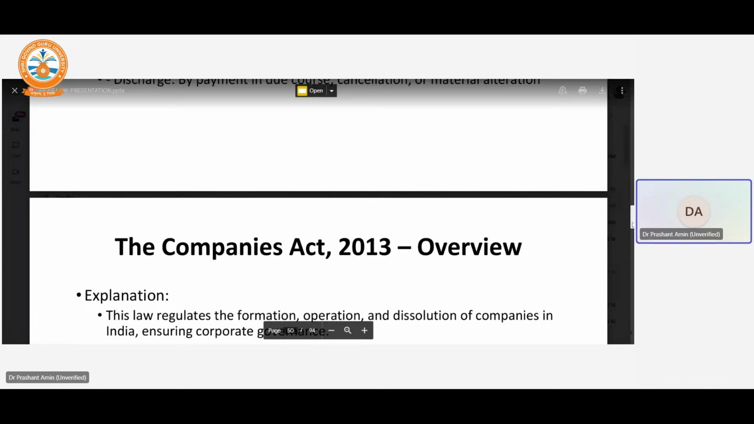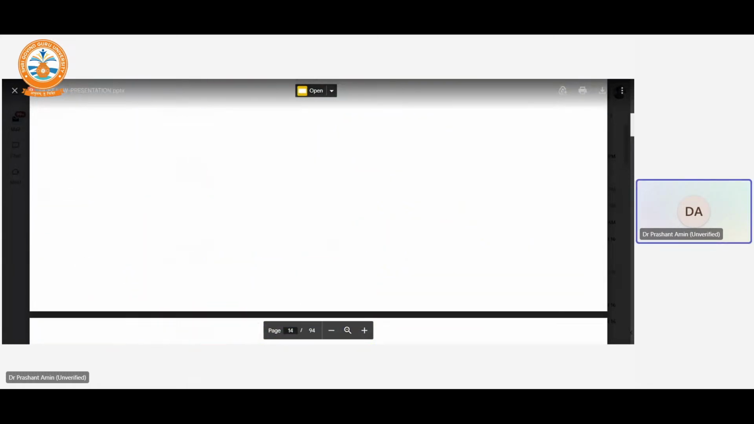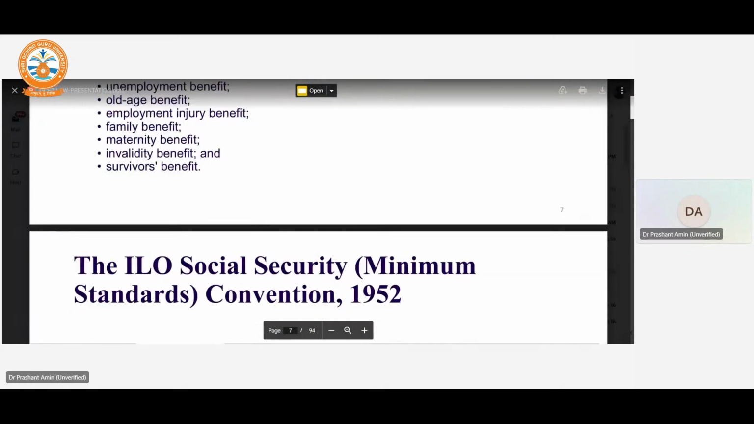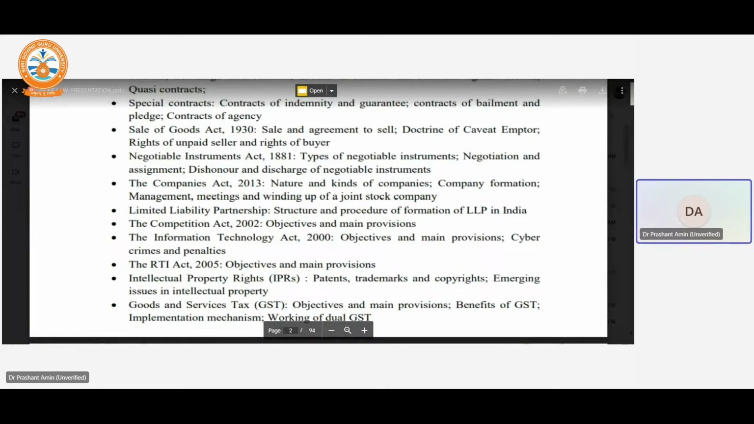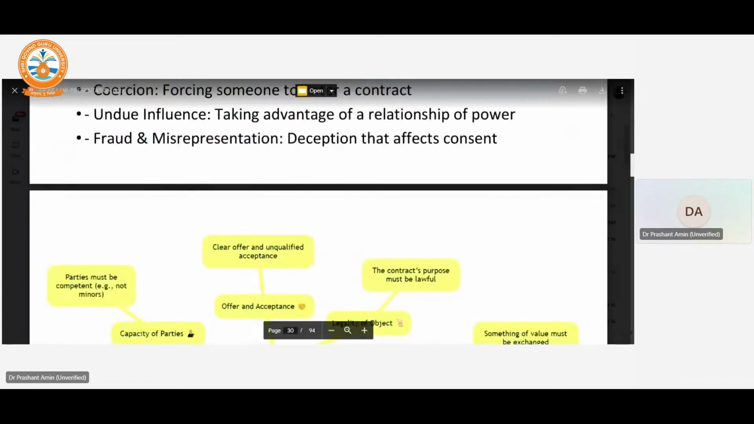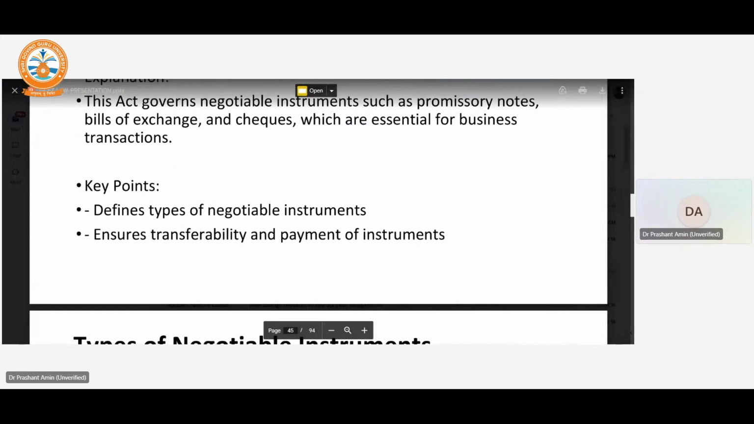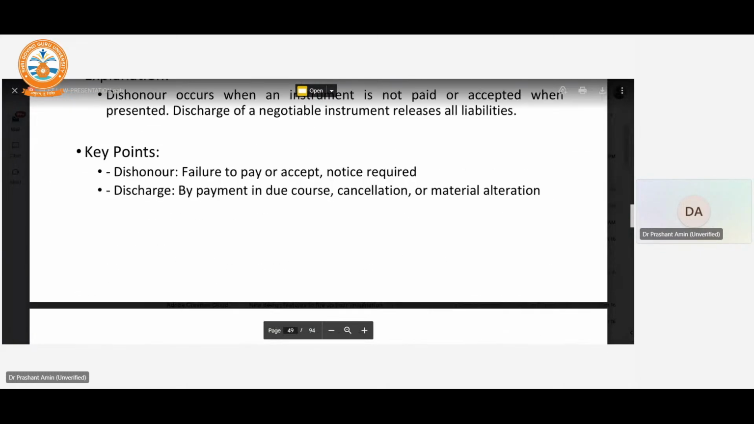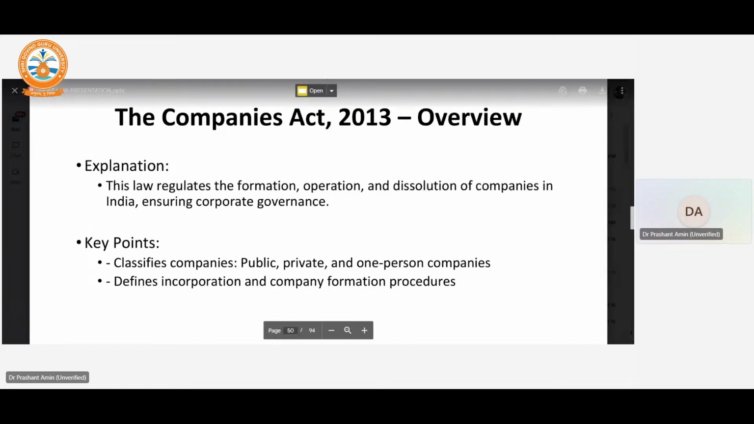Okay, so now I'm going to the course slide, second. In that, the next topic is the Companies Act 2013. I presume that you are able to see the PPT. Okay, let us understand the Companies Act 2013.